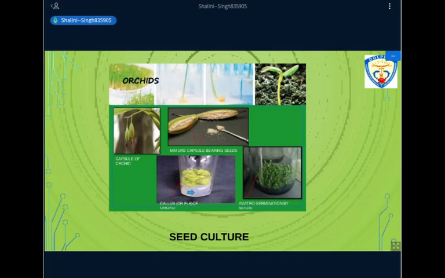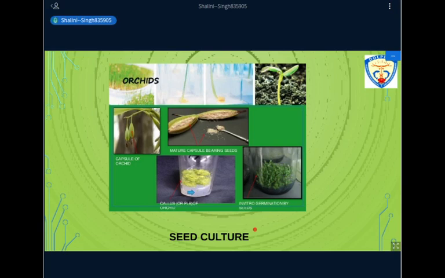So next, one more term that we use in plant tissue culture is a type of culture that is seed culture. If we categorize the plant tissue culture in different parts, it is done based on the type of explant which we are taking to start our experiment. So one most primarily used is seed culture. In this type of culture, as you can understand, the explant taken is seed.